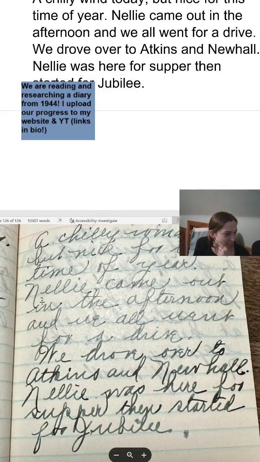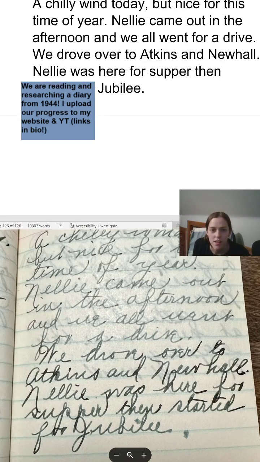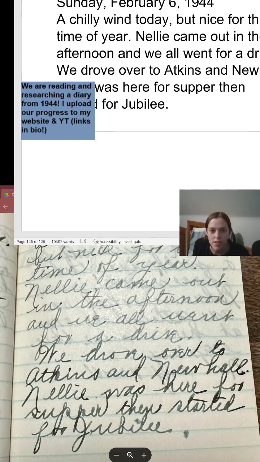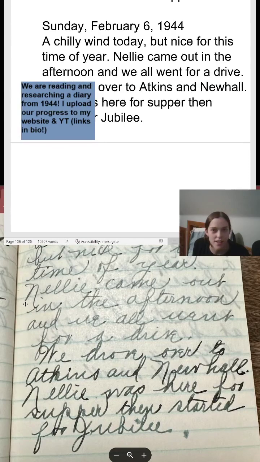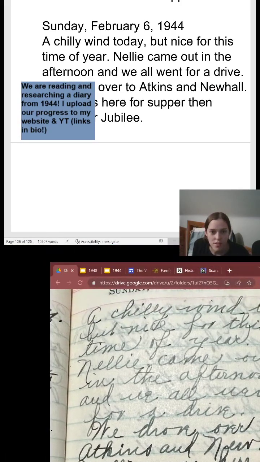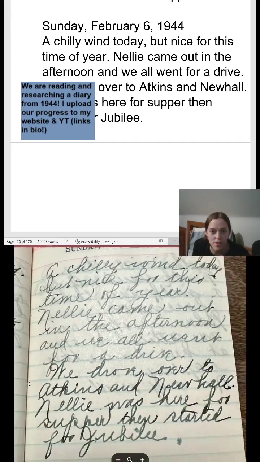Oh, man, I can see so much more on my screen. Hold on, let me make this. Once I do this once, I can save the settings. It's just, unfortunately, a lot of fumbling the first time.